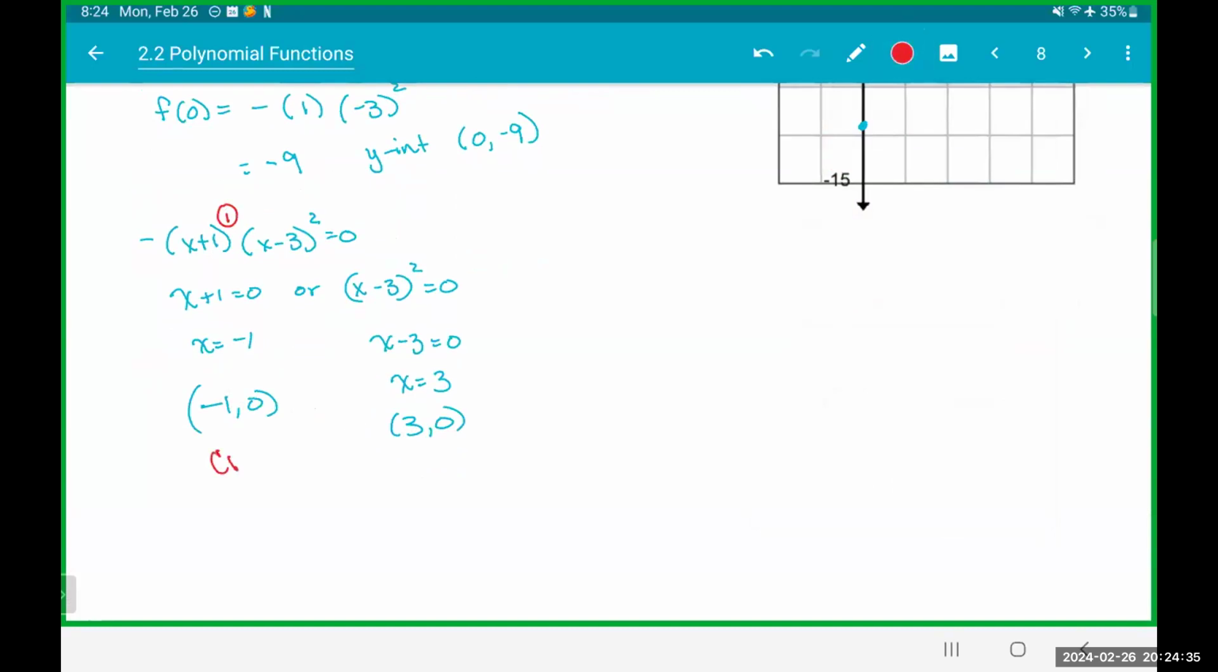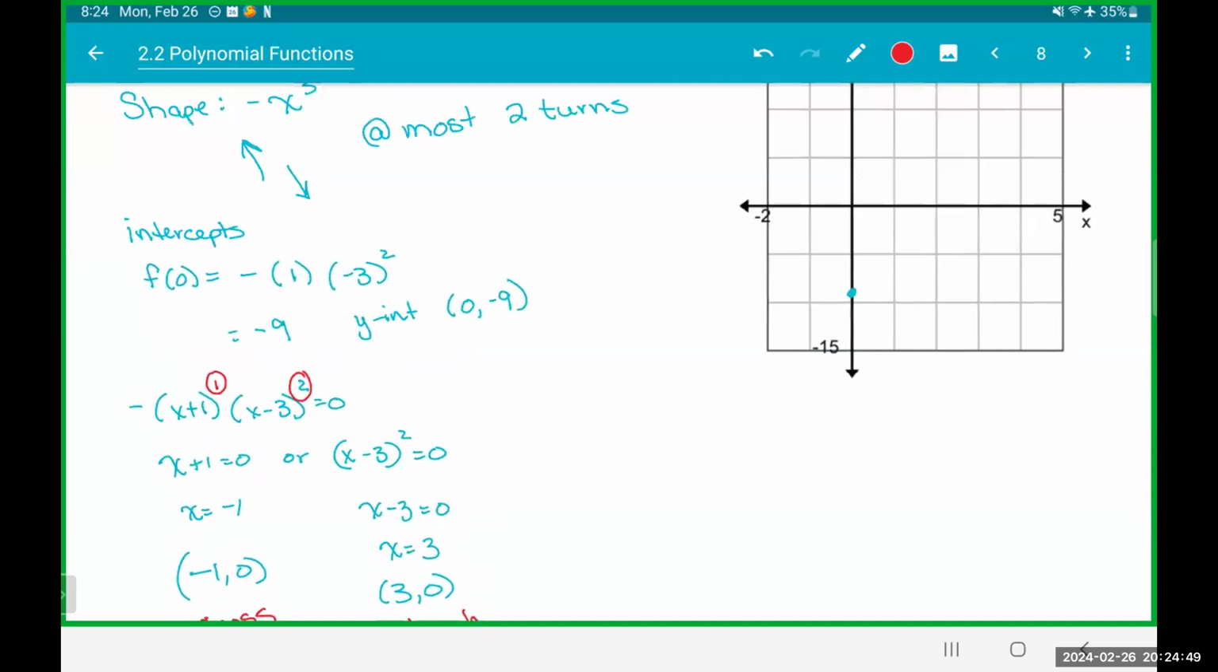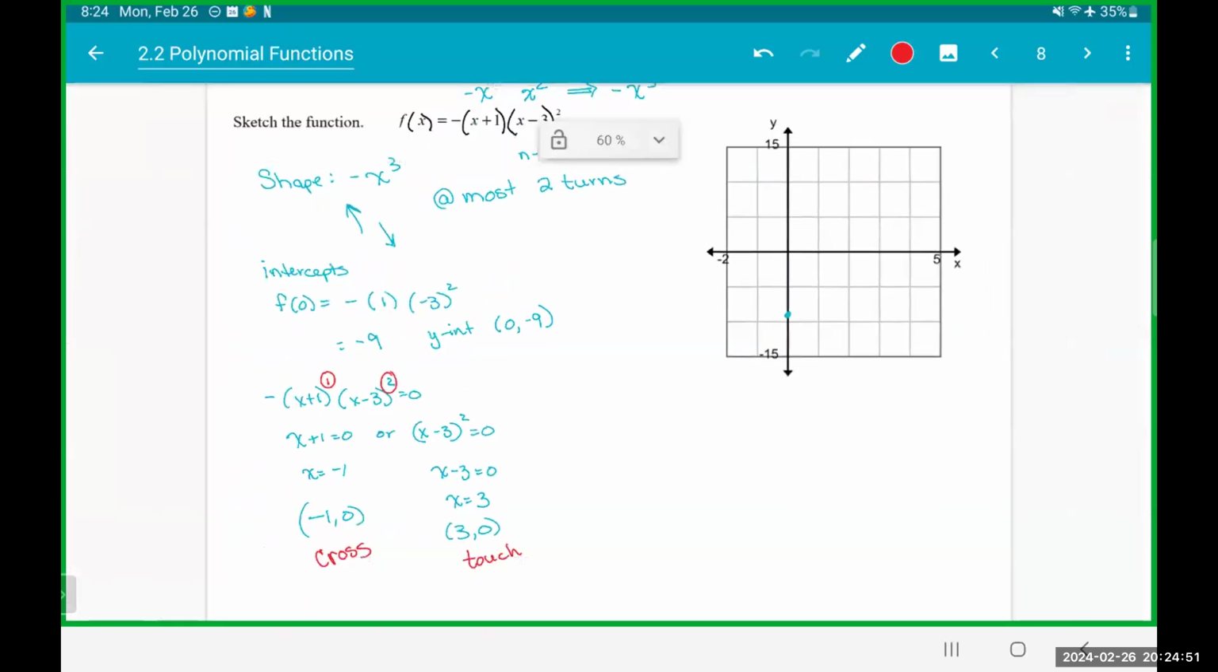So this tells me I cross the axis. This one, I have multiplicity of 2. So this one tells me that I just touch, because it's even multiplicity. Okay. So from all of that, we can come in here, -1, 0, that's an x, and 3, 0 is an x.